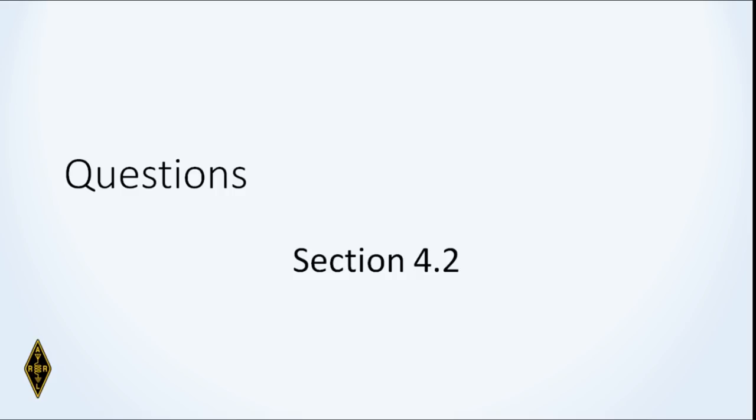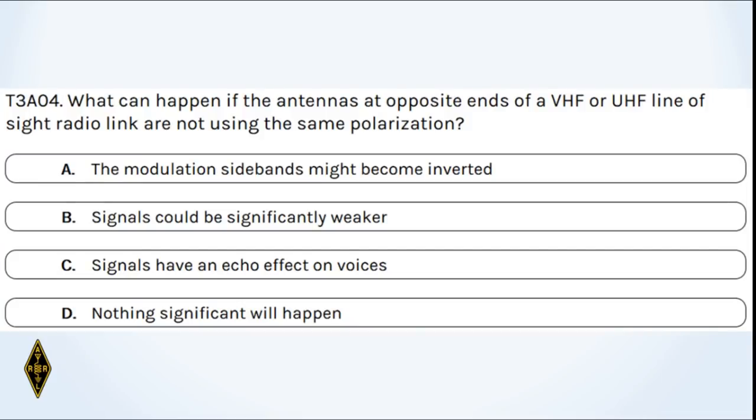All right, let's answer some questions. What can happen if the antennas at opposite ends of a VHF or UHF line of sight radio link are not using the same polarization? Remember I said that there's about a 20 to 30 dB difference if you change polarization, so the signals could be much weaker than if they were the same polarization.